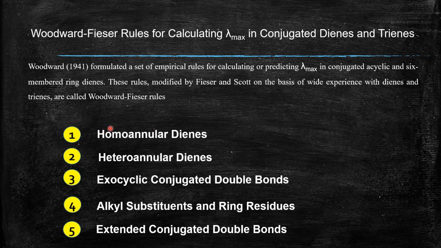To solve the problems, you have to know these rules. First one is homoannular diene, second one is heteroannular diene, third one is exocyclic conjugated double bond, fourth one alkyl substituent and ring residue, fifth one extended conjugated double bond.